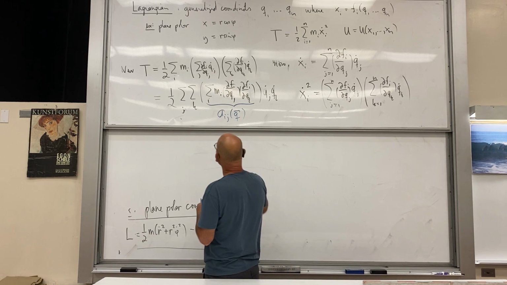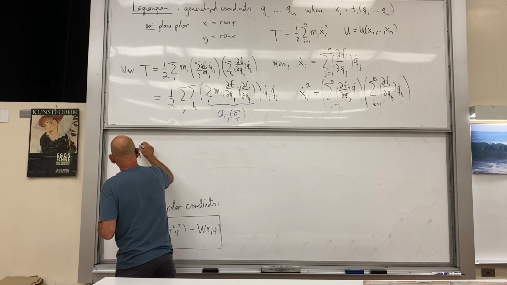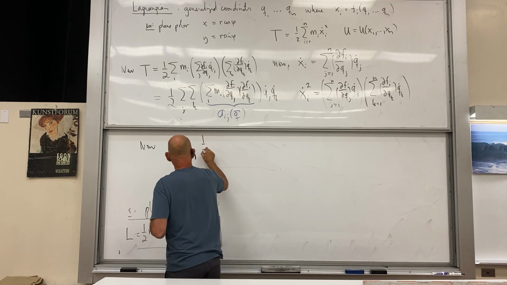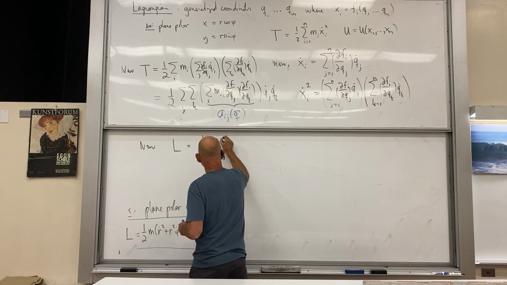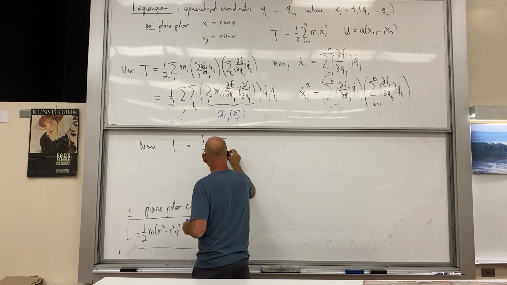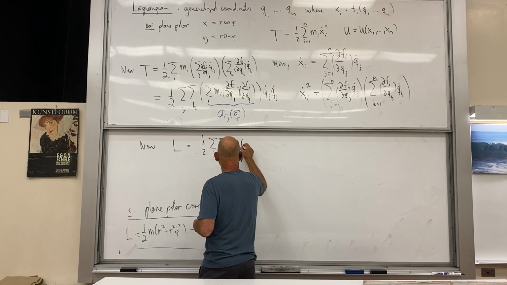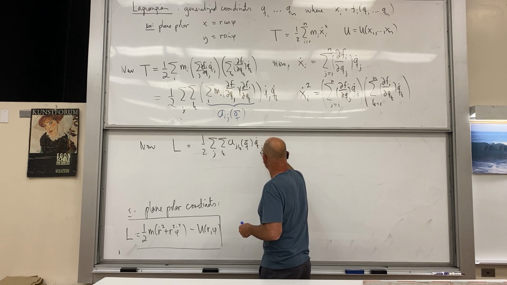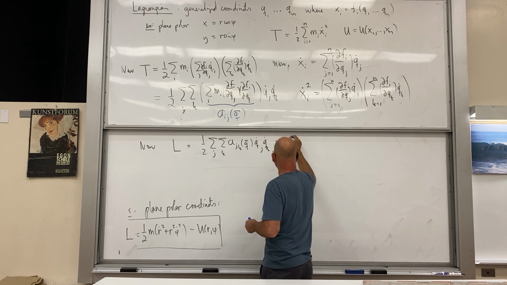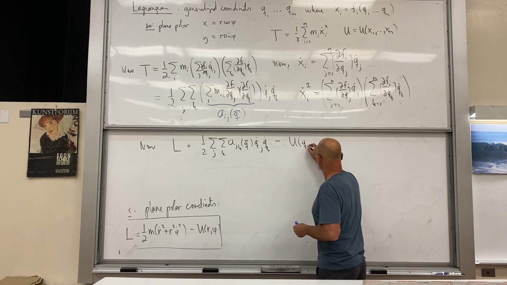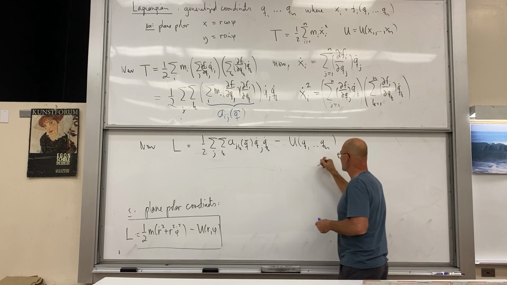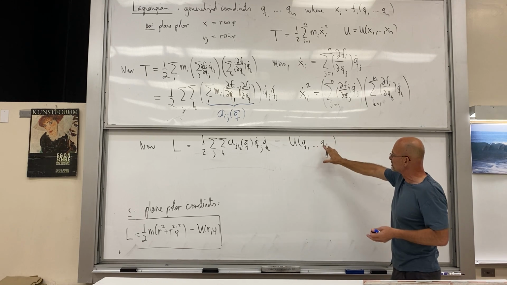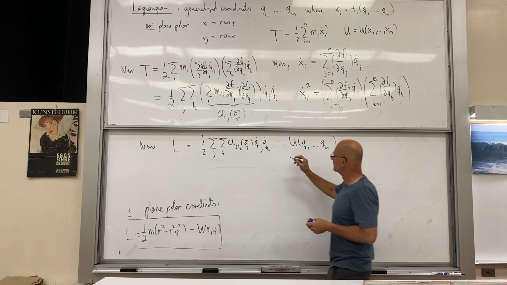Okay, perfect. So here's what we have. T now, L is equal to, we have 1/2 double sum over j, k, A_jk of q, q_j dot, q_k dot, minus U of q1 to qn. Because each of those x sub i's was a function of the q's, so you just transform that function, no big deal.